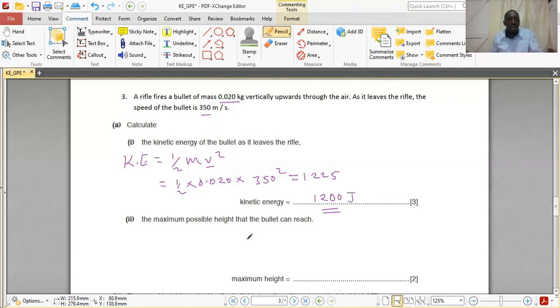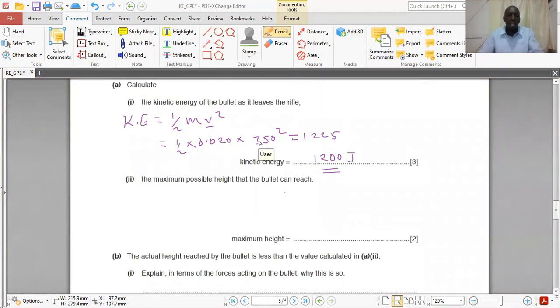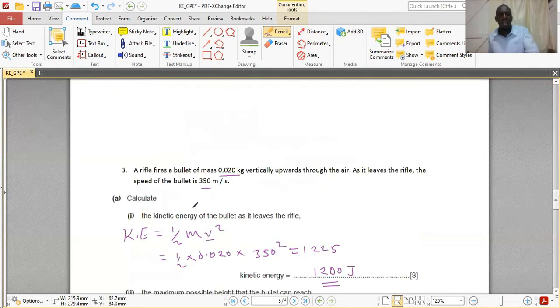Now, for the maximum possible height that the bullet can reach, the GPE gained should be equal to the kinetic energy lost, assuming that there is no air resistance, or no work done against the air resistance, and no energy converted to internal energy. If that assumption holds, then GPE should be equal to kinetic energy. Kinetic energy is 1,200. GPE involves the mass, and we are talking about the same body, so that is 0.02.